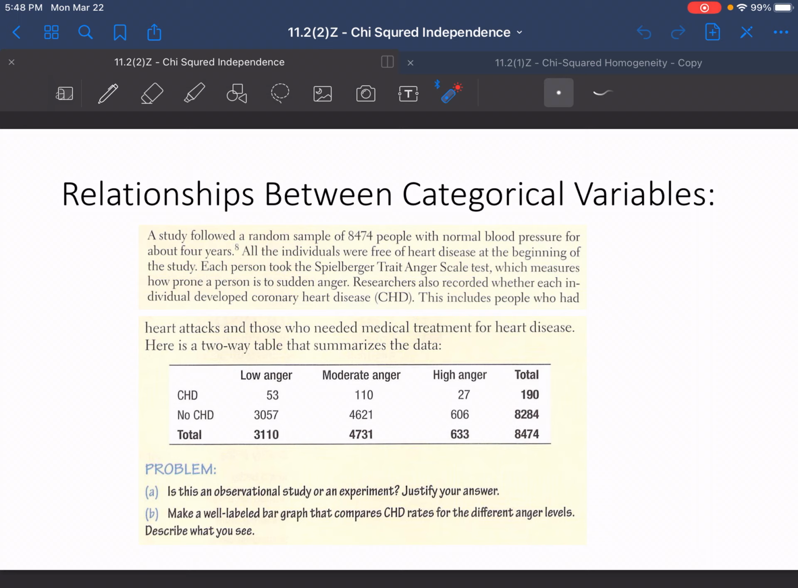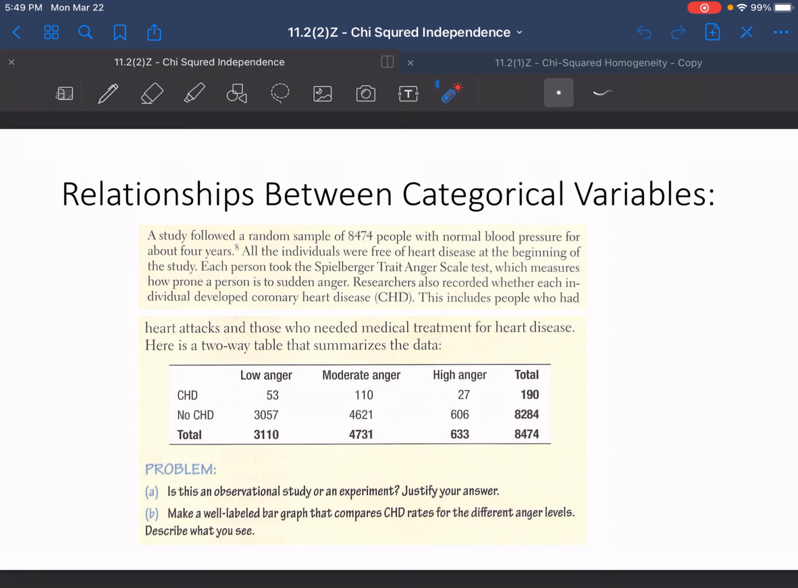A study followed a random sample of 8,474 people with normal blood pressure for about 4 years. All individuals were free of heart disease at the beginning of the study. Each person took the Spielberger Trait Anger Scale test, which measures how prone a person is to sudden anger. Researchers also recorded whether each individual developed coronary heart disease, or CHD. This includes people who had heart attacks and those who needed medical treatment for heart disease. And here's the two-way table that summarizes the data.